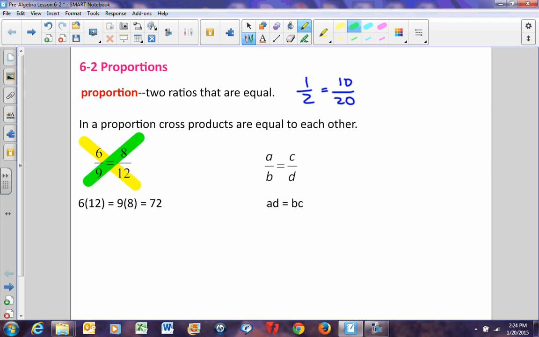Not all proportions have just numbers in them, so you will sometimes have cross products that happen to be letters. Here we have A times D and B times C. A times D is equal to B times C, whatever A, B, C and D are, when we plug them in. That's what cross products are.